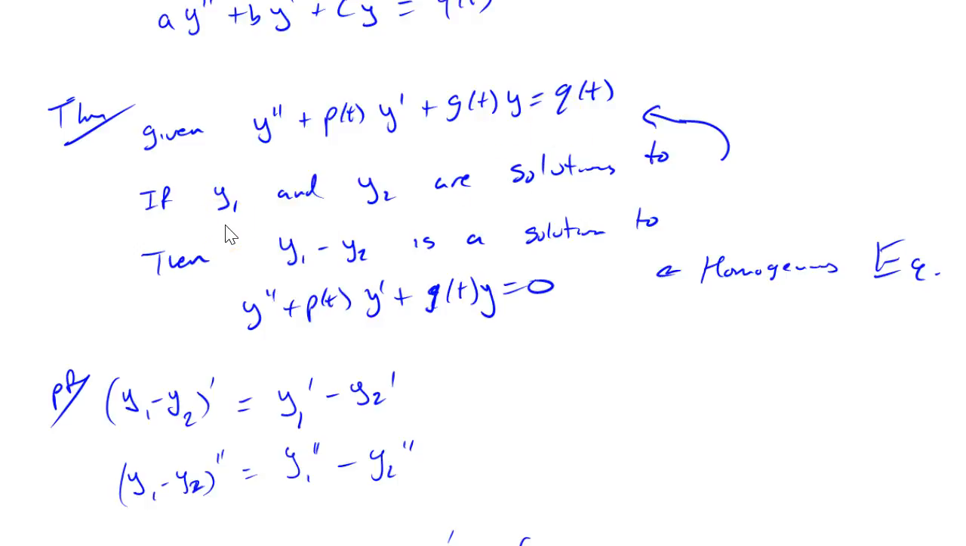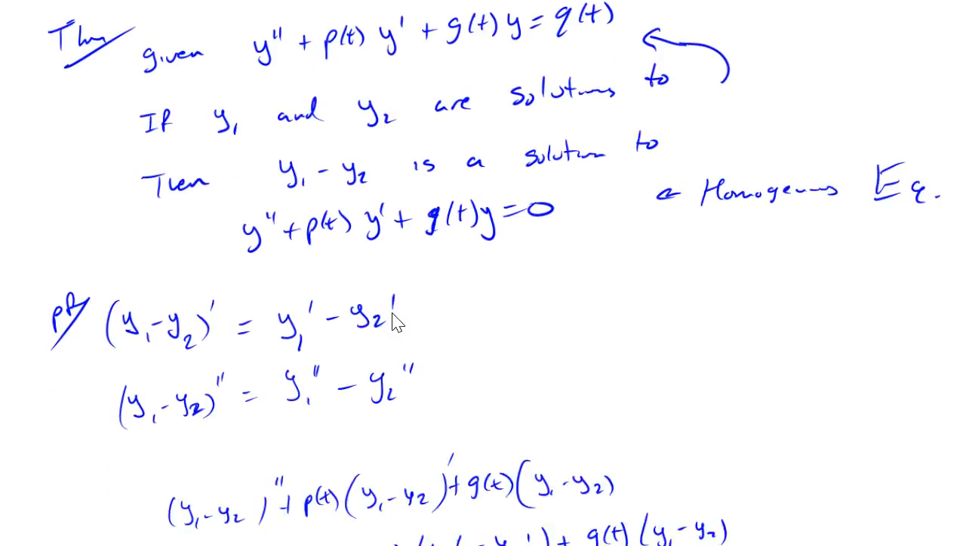The theorem is that if you have two solutions, so if y1 and y2 are solutions to this equation, then the difference between y1 and y2 is actually a solution to this equation, which is the homogeneous version of that one. So the left-hand sides of the two equations are the same, but the right-hand side has some non-zero function, or it has the zero function. Okay. So if you've got two solutions to the non-homogeneous equation, then you can subtract them and you have a solution to the homogeneous equation.